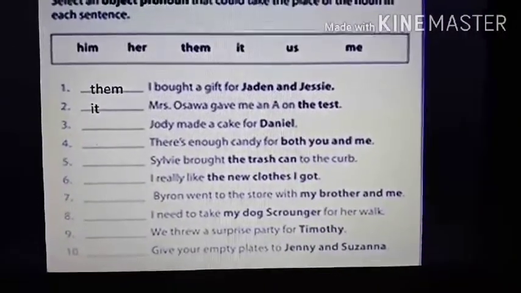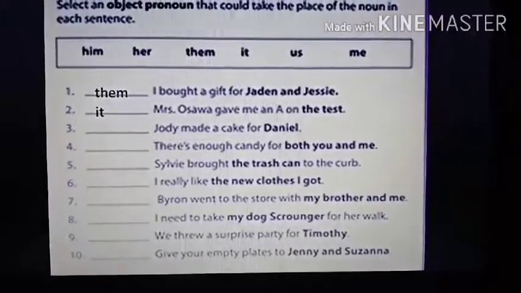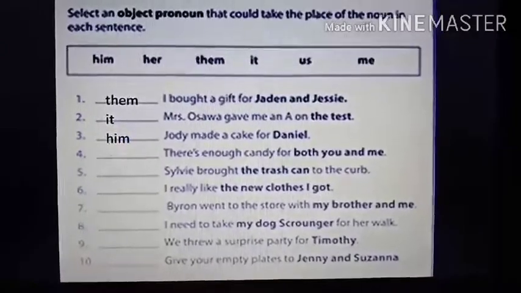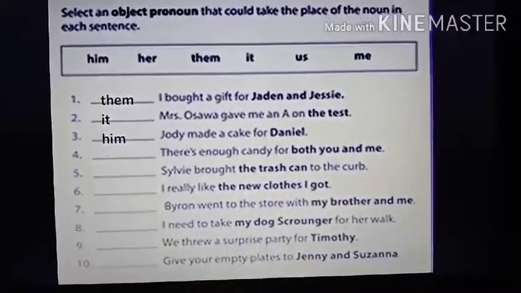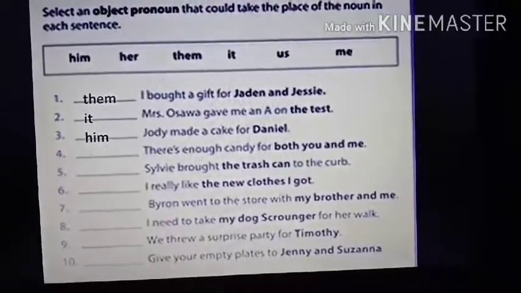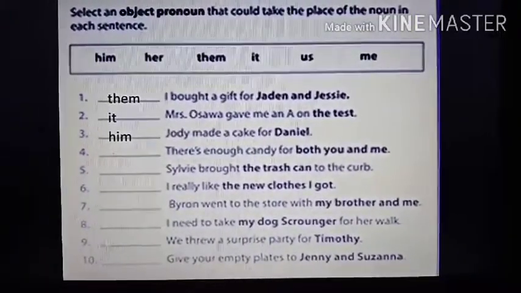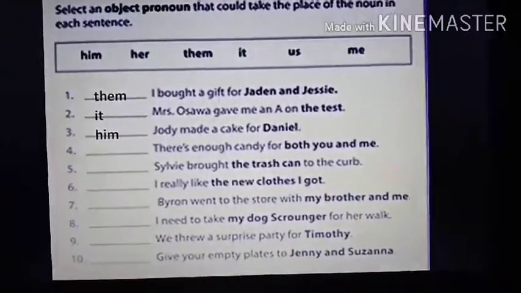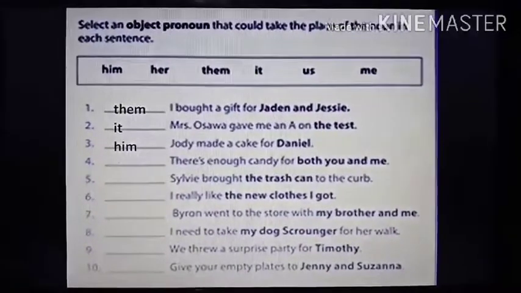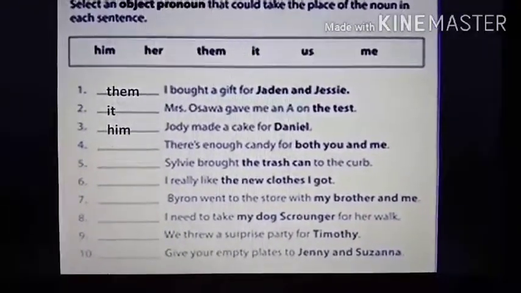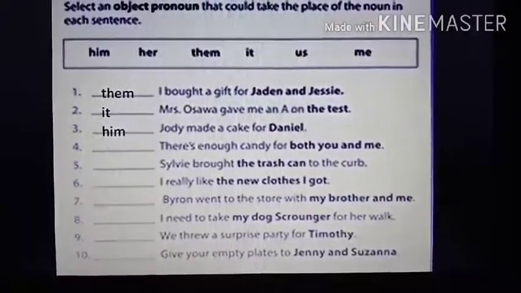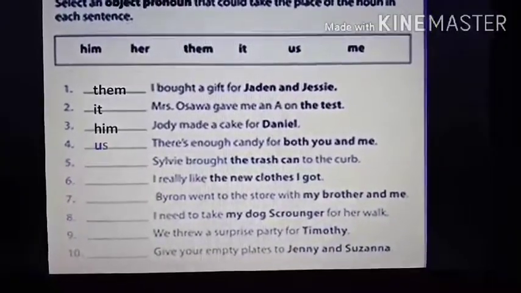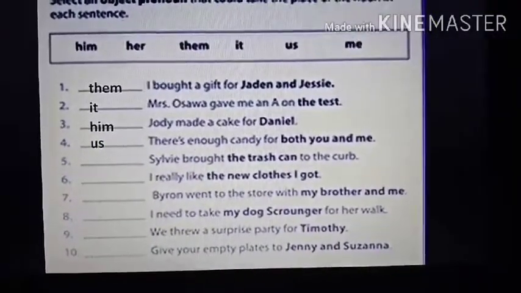Jody made a cake for Daniel. Now Daniel is a boy. So which object pronoun will come? Yes, very easy. Him will come. There's enough candy for both you and me. Now you are talking about yourself and somebody else. For the subject pronoun, whenever you are talking about you and somebody else, the subject pronoun was we. Now what is the object pronoun of we? Us. So there's enough candy for both of us.